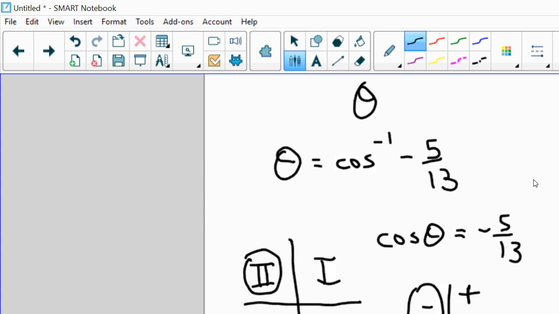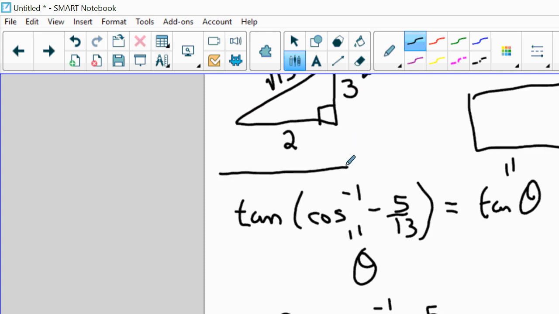But if theta is in the second, you've got to go up here and ask, what is tangent in the second? So you go, "All Students Take": tangent is plus, plus, minus, minus. So therefore, the answer is negative.